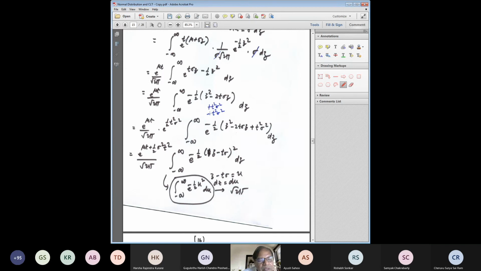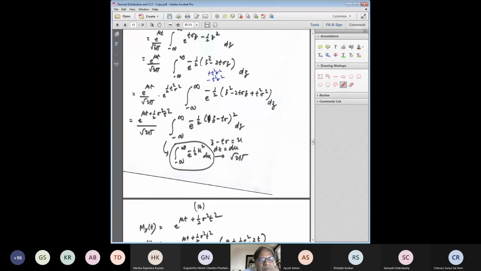If you adjust the term, e to the power t square sigma square will come out, and this term will become z square minus 2t sigma z plus t square sigma square. So one is added, one is subtracted. If you simplify, the minus 1 will become plus, which has been taken out, and this is kept inside.